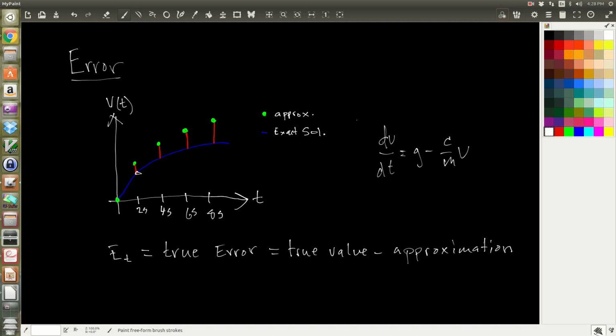But you could just as easily imagine the case where maybe our solution looked something like this, where our true value, or our exact solution maybe to some differential equation looked like this, and our numerical approximation looks something like this. And now our error is positive.